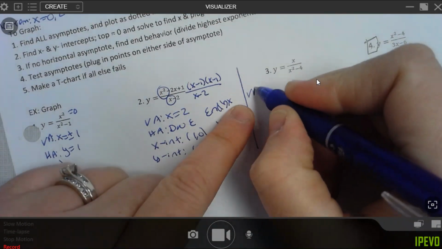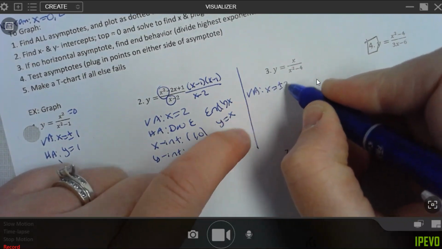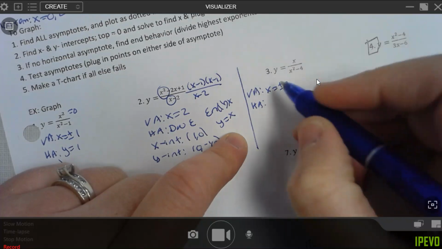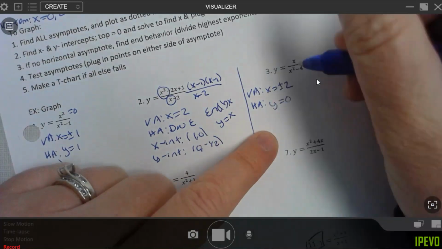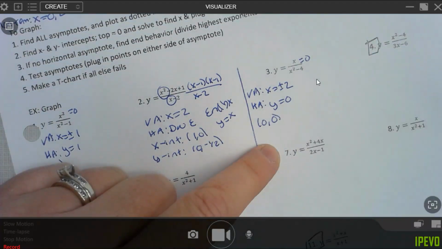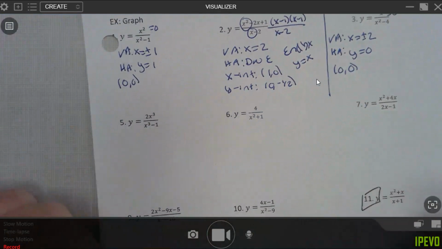So to find my vertical asymptote, remember you set your bottom equal to 0 and solve it. So I get plus or minus 2. Horizontal, we're following the rules. The bottom has a higher exponent, so you get 0. X-intercept is top equal to 0. Remember, if the x-intercept is 0, 0, the y-intercept has to be 0, 0. So I'm going to go ahead and find this information for number 5 and for number 6.